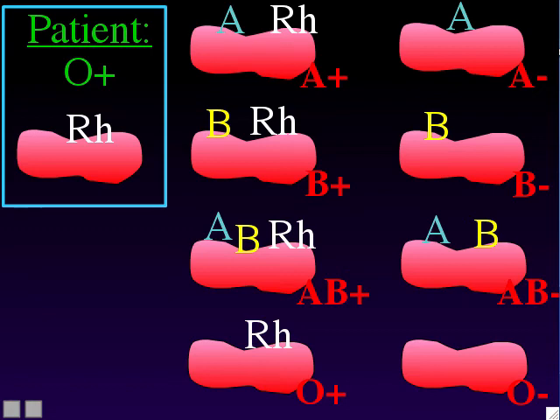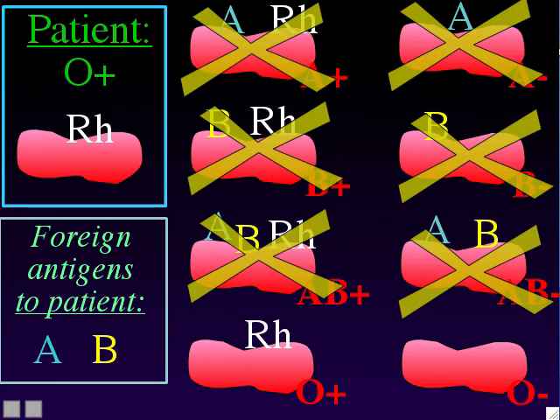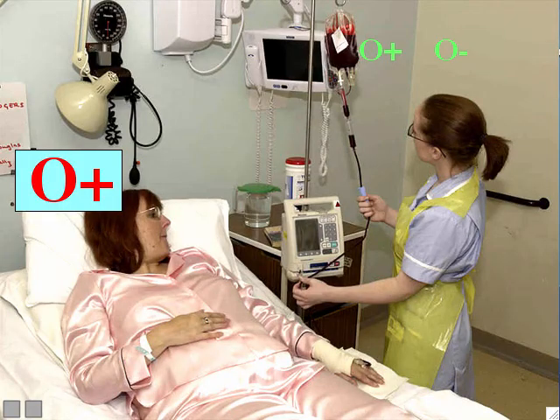And then below that, write the foreign antigens to this patient, which are the antigens that the patient doesn't have. And in this case, they are the A antigen and the B antigen, right? So those are the foreign antigens to this particular patient. And then go back over to your table of 8 blood cells and just cross out any that have the A antigen and cross out any that have the B antigen. And so in doing so, you would get this, leaving for the safe transfusions O positive and O negative. Yeah, so for this O positive patient, it's safe to give the patient O positive blood or O negative blood.